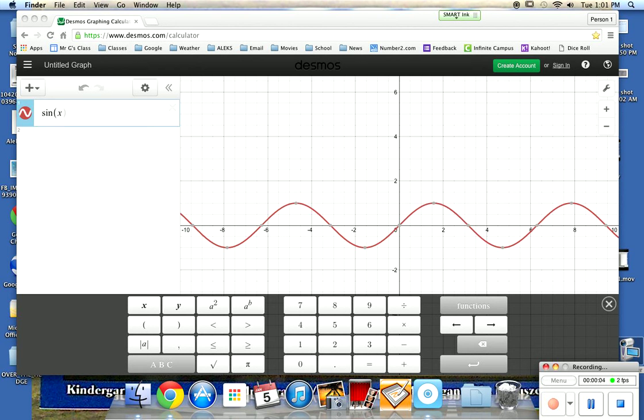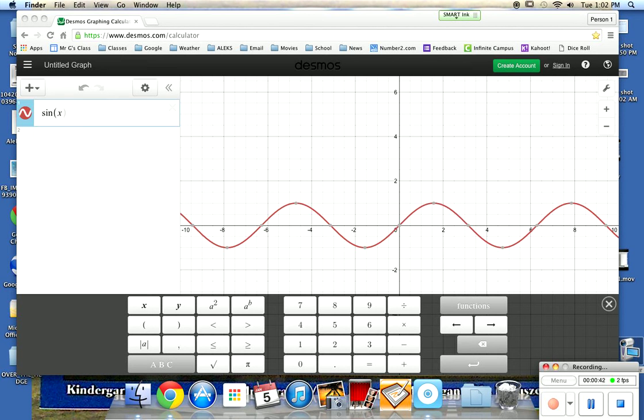Chapter 6, Section 2. We're going to learn about amplitude, period, and phase shift. Okay? Amplitude, period, and phase shift. When you're looking at a sine wave, think about it this way. A sine wave is like sound. If you're going to amplify, what do you think is going to happen to that wave? It's going to get bigger, isn't it?